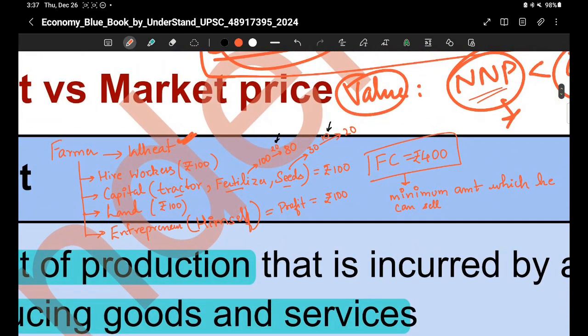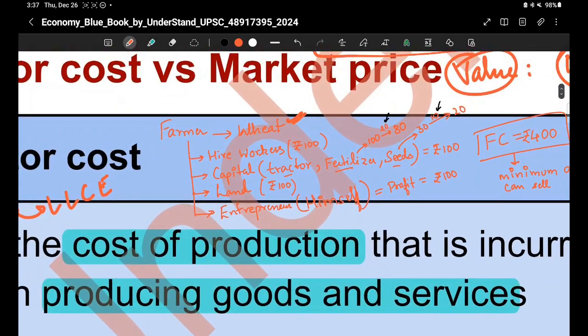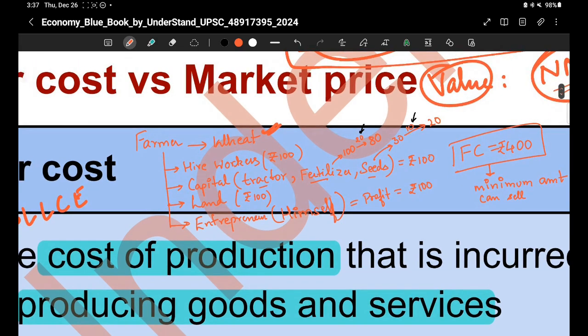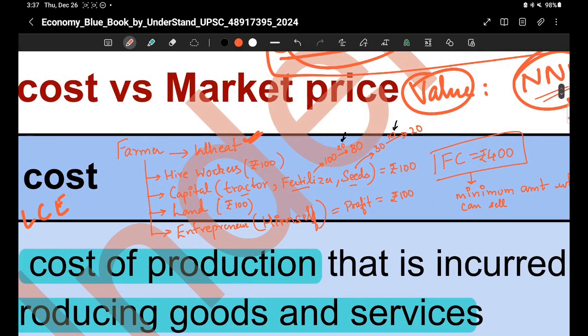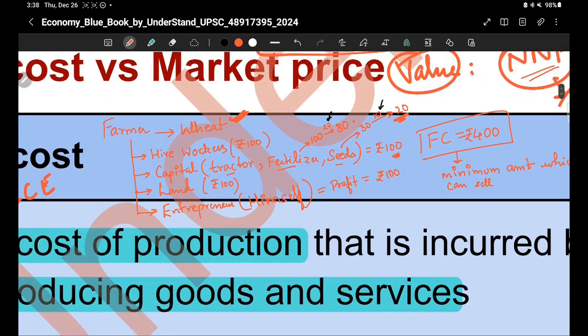He needs all this for producing wheat. Now he has to hire workers. That is labor. Let's say 100 rupees he spends for this. Then capital like tractor, fertilizer, seeds, everything he needs. Sometimes the government gives subsidies as well. Let's say fertilizer is 100 rupees, but the government gives a 20 rupee subsidy, so net will be 80 rupees. And seeds are, let's say, 30 rupees and the government gives a subsidy of 10 rupees, so it is 20 rupees net. When you add 80 plus 20, you get 100 rupees. That is the capital.